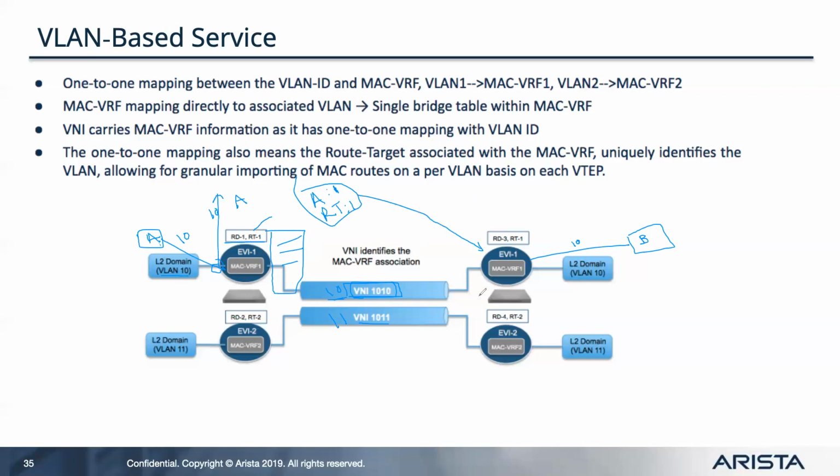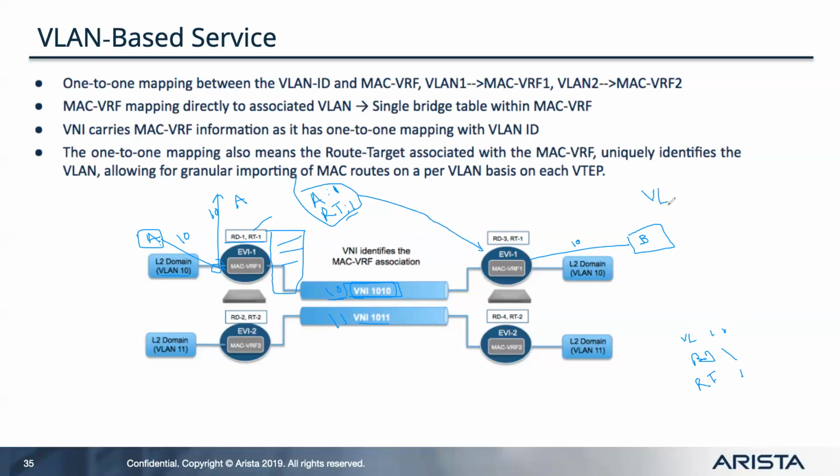Spine receives this into its global table, same route. It checks the route target, which is 1. So it understands that, hey, VLAN 10, RD 1 and RT import export both 1. Based on this information you configured under router BGP, it understands that this MAC A belongs to VLAN 10. So it will update its table.